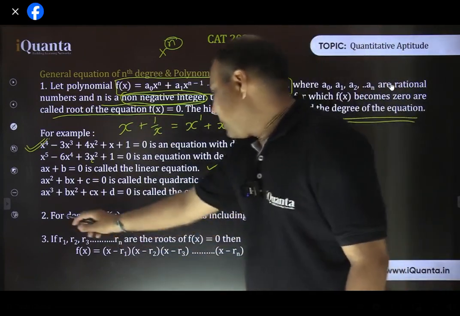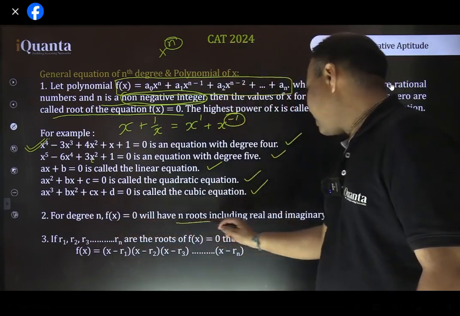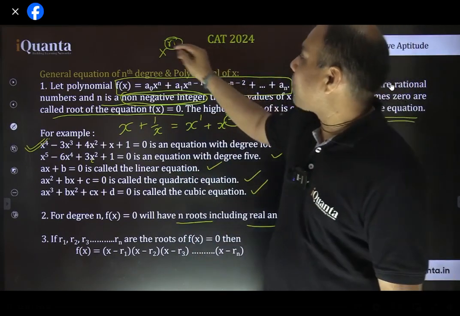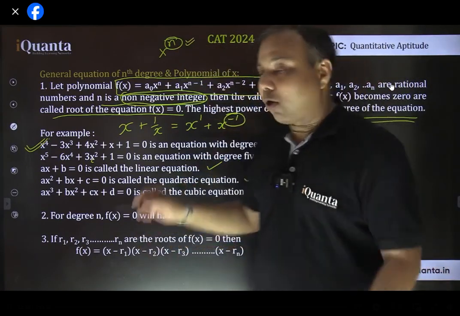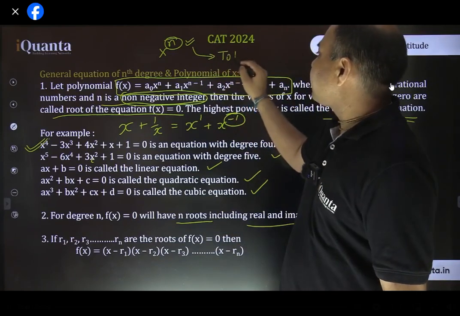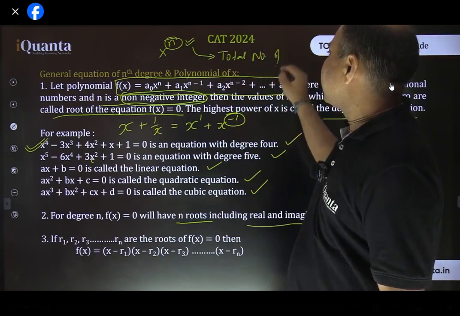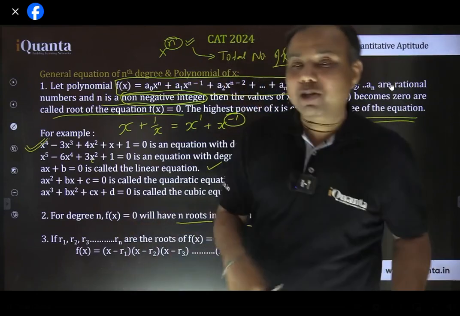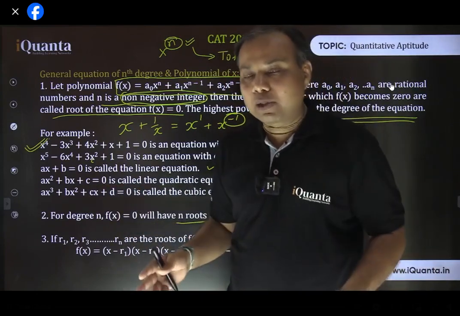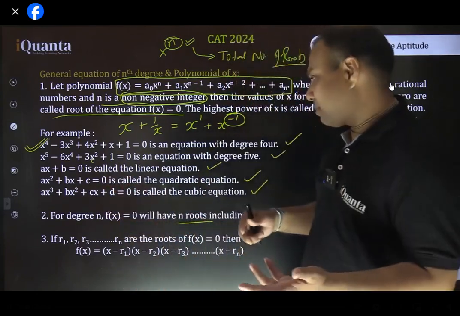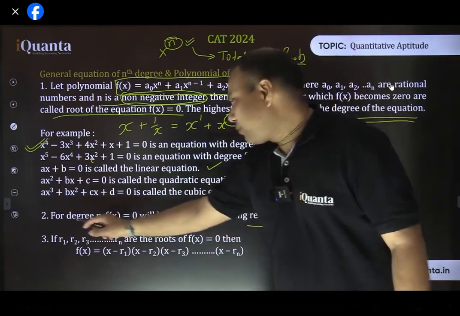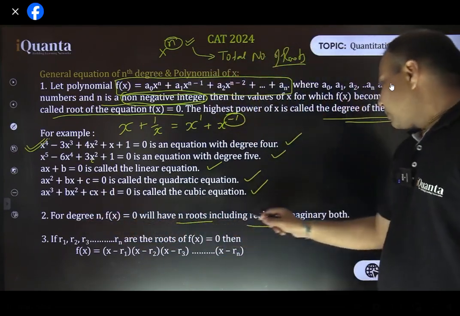Let's continue. So for degree n, f(x) equal to 0 will have n roots, including real and imaginary both. Okay, that also we have already discussed. So this highest power tells us about the total number of roots. Let me write total number of roots. Now the nature of the roots can be anything. It may be real roots, imaginary roots, equal roots, different roots, but the total number of roots, whatever types they may be, is given by this n.